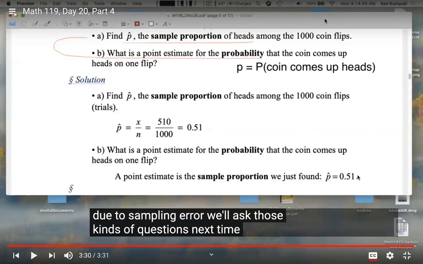Any questions about P and P hat, right? So P hat is to P as X bar is to mu, right? Questions? All right, questions in chat?